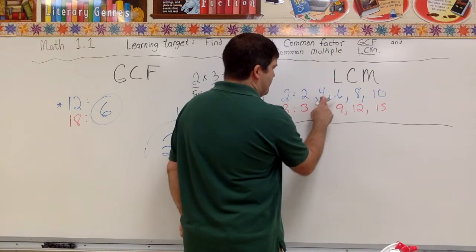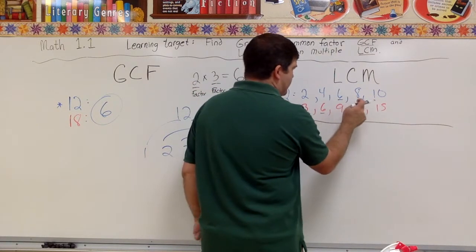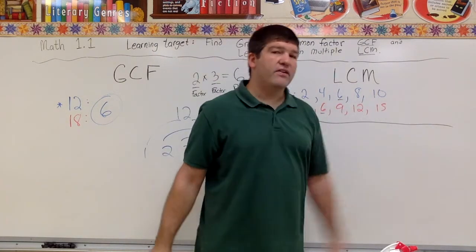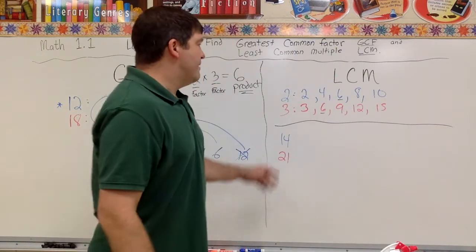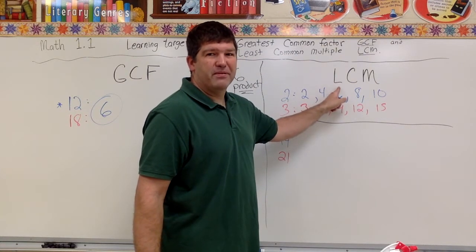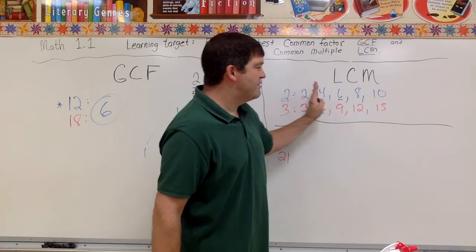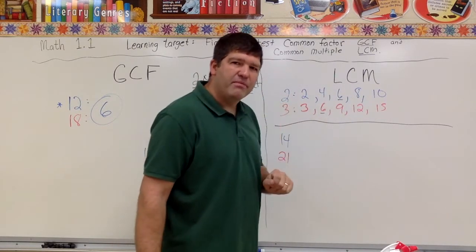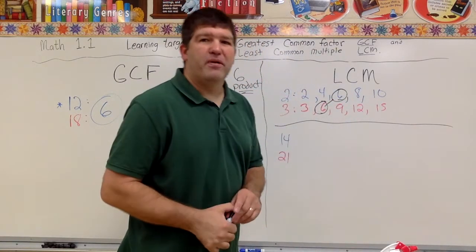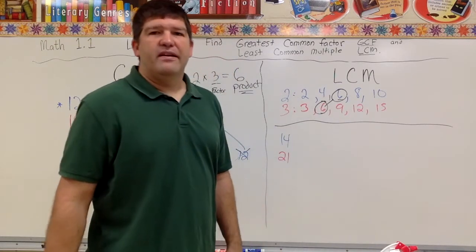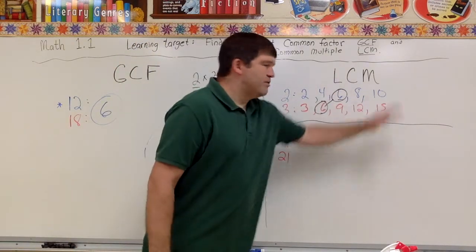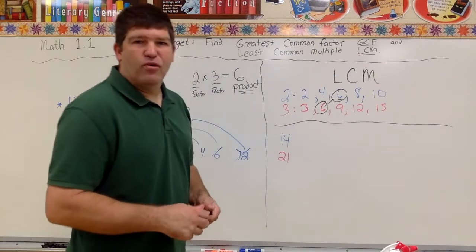2, that's not in common. 4 is not in common. The 6 is in common. 8, 9, 10, 12, 15. It looks like that's the only one common. If I would go farther out, I'm sure I would find more that are in common. But least, or you could also say first common multiple. If you're doing it like this, you say, what's the first common multiple? Or the least, the smallest common multiple. And as I go here, 6, those are common. They're both multiples of 2 and 3. And so that would be your least common multiple. Okay? Just do it out like that, and you should be able to find the least common multiple, no problem.